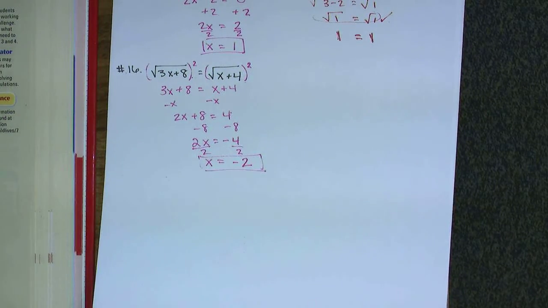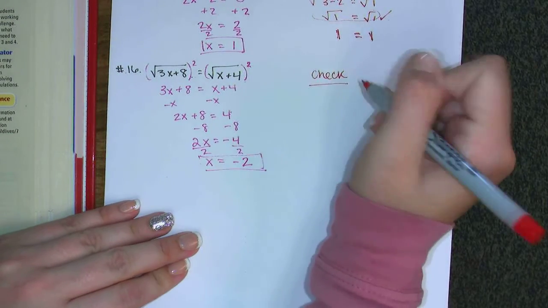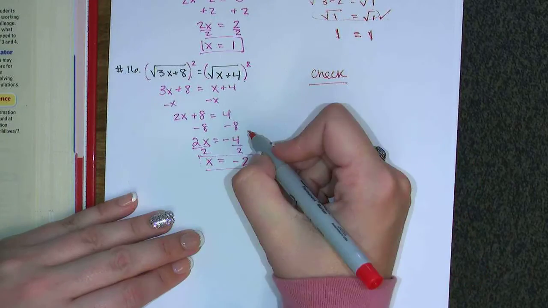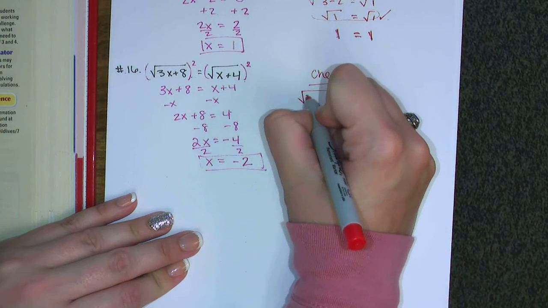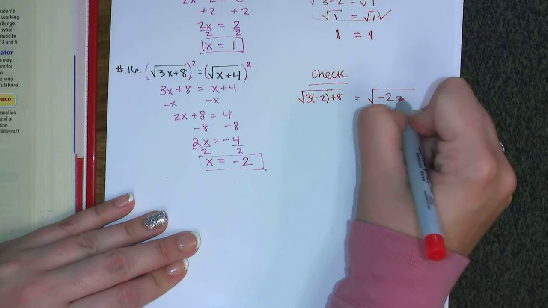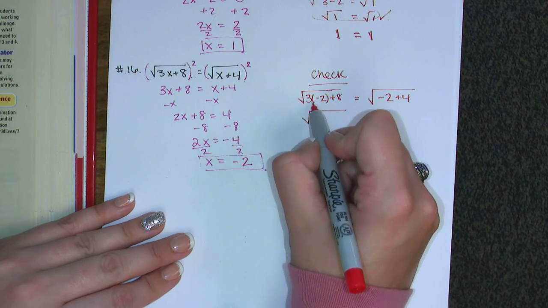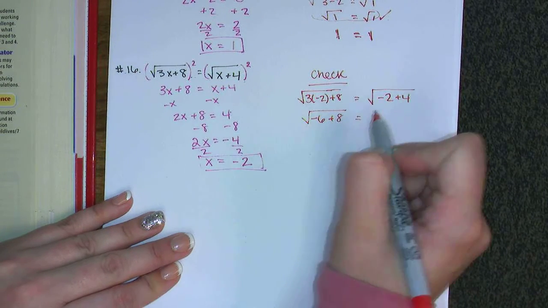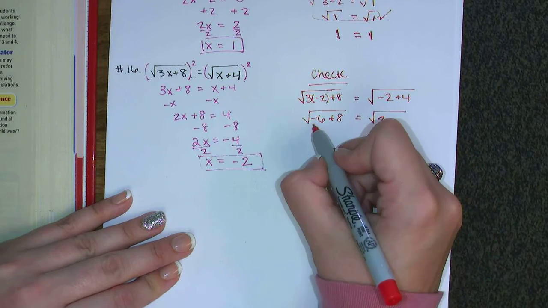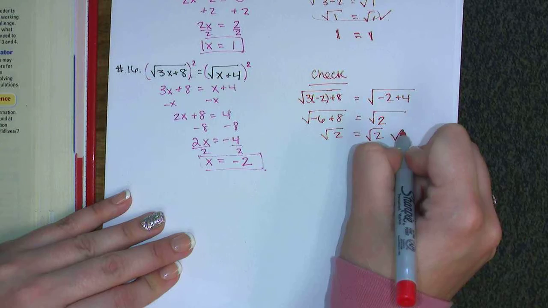But I want to check it. I'm plugging negative 2 in for x. So the square root of 3 times negative 2 plus 8 is equal to the square root of negative 2 plus 4. So here, 3 times negative 2 is negative 6, plus 8 is positive 2, and negative 2 plus 4 is positive 2, so the square root of 2 is equal to the square root of 2, and we're good.